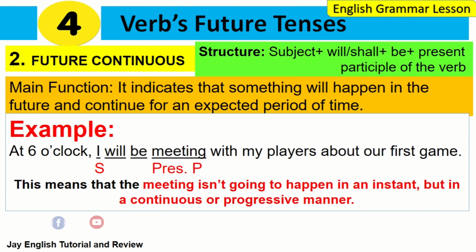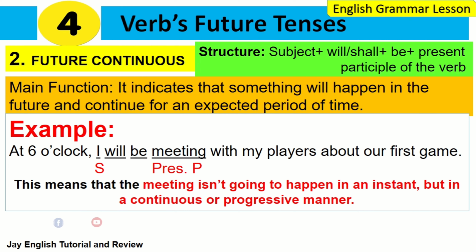Let's check the structure first. We have I as our subject, followed with will be, and meeting here is our present participle, which ends with ing. We cannot say I will be meet or I will be met. It should be meeting, with the ing. We're going to use the ing.